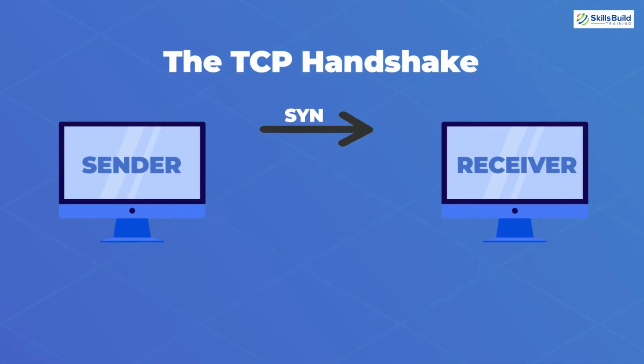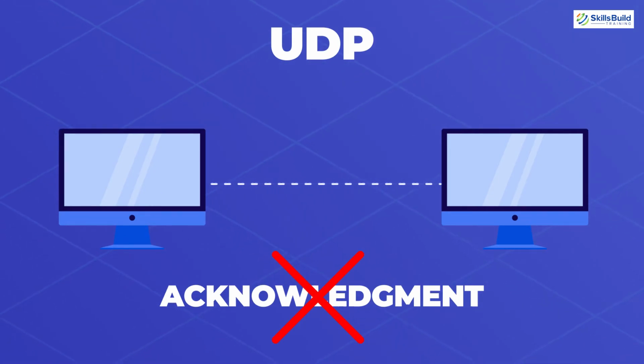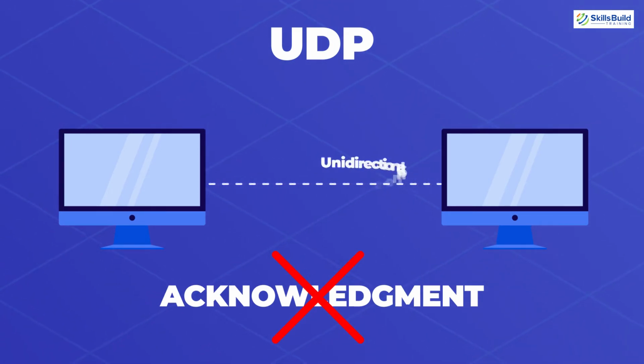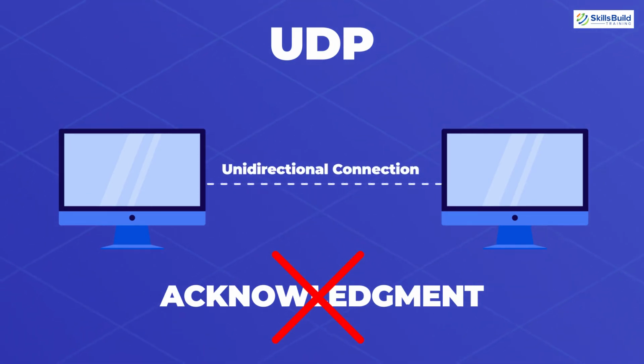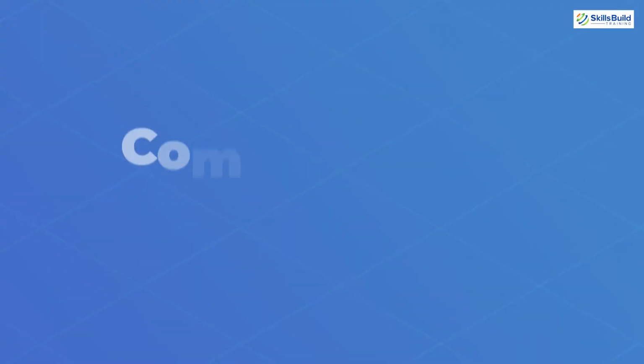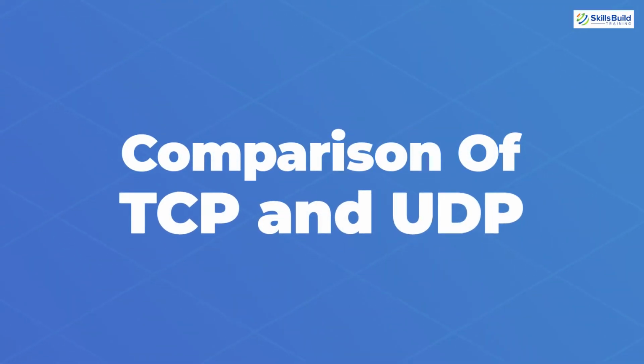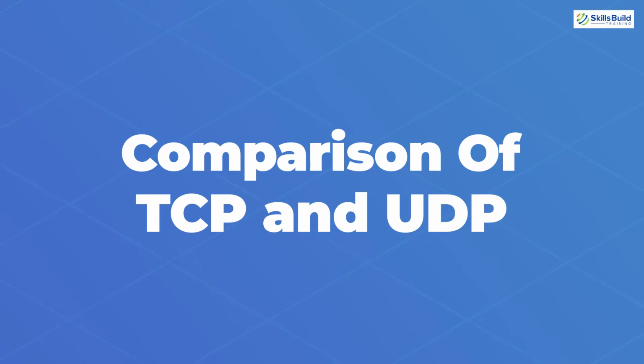In TCP, when we send the data, the receiver sends the acknowledgement to the sender, and that is how we get the reliable data delivery in TCP. But as there is no acknowledgement in UDP, there is no data reliability, and this is why UDP is also known as a one-directional connection. So that was all about the brief working and use of both protocols. And now let's have a comparison of both protocols on the basis of some common features.